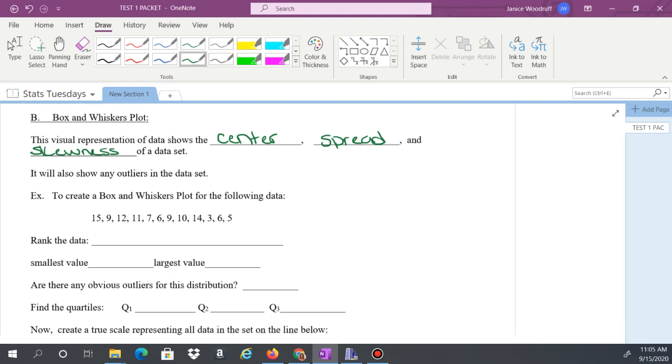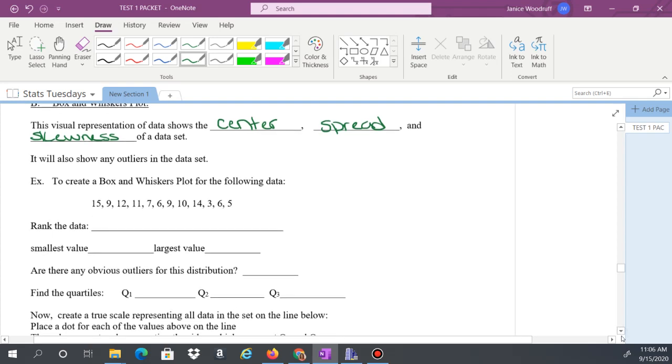It's also going to show any outliers. Remember we talked about outliers? We're going to have an actual test for outliers, which we'll do at the bottom. So we're going to do this with this data right here.